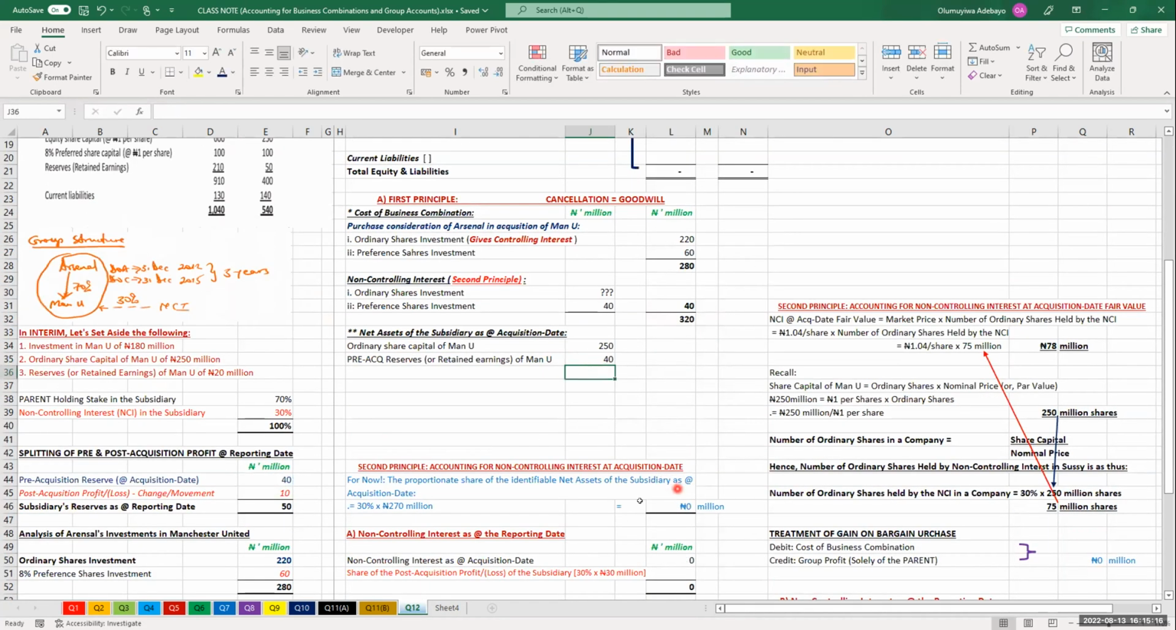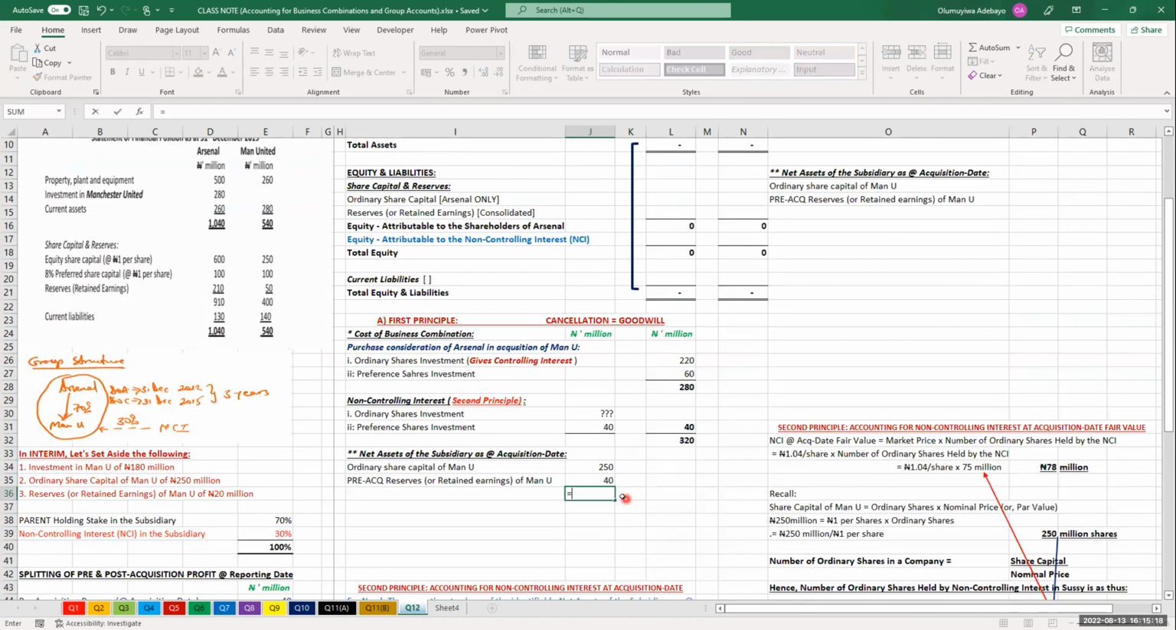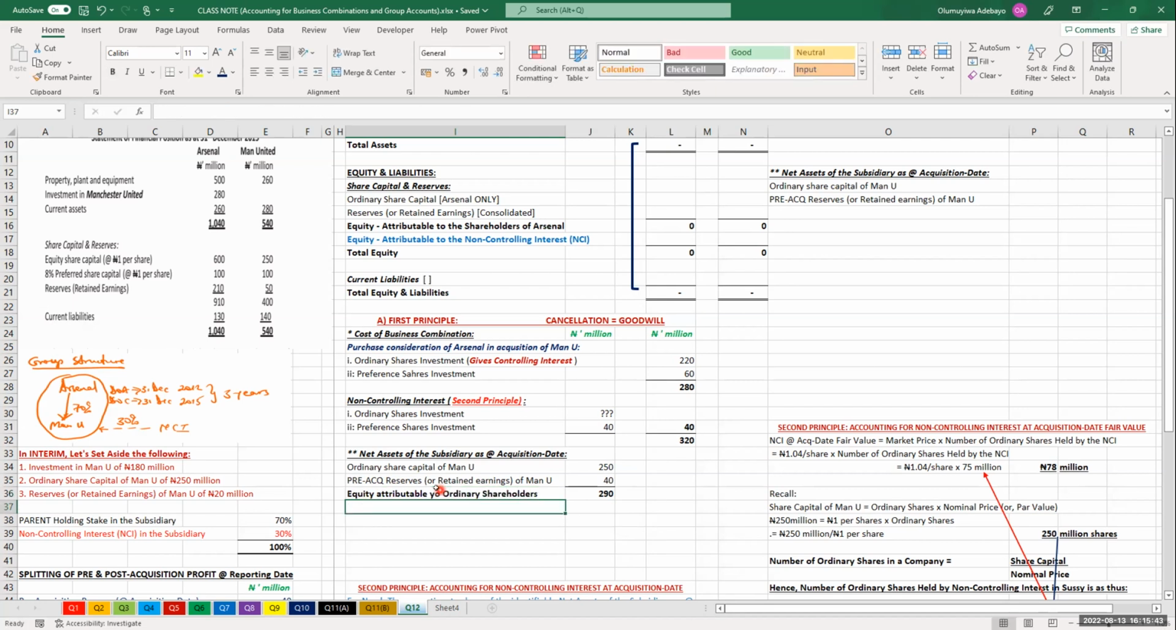Now, if I sum this up, what I have without including the preference share capital is the equity attributable to ordinary shareholders, which means 290 is not the total equity, but rather it is the equity attributable to ordinary shareholders. Okay, because it's ordinary shareholders that benefit the entire of the retained earnings.